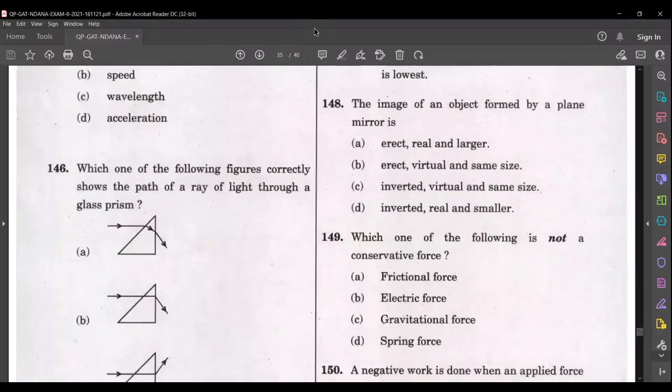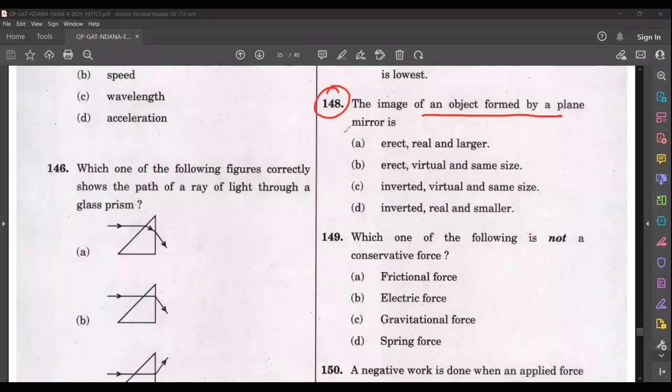Question number 148. Image of an object formed by a plane mirror is. That is a very easy question. Erect, real, larger; erect, virtual, same size; inverted, virtual, same size; inverted, real, smaller. What is the correct answer? We know that when we look in a plane mirror, we always get an erect image. So erect, virtual, and same size. Very easy question, option B.